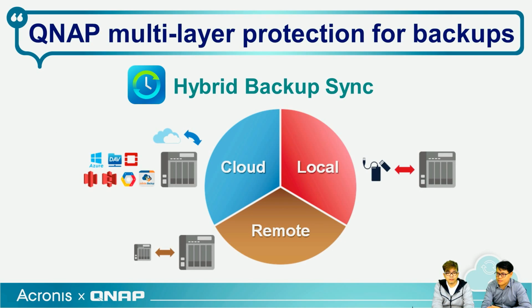The QNAP NAS provides you multi-layer protection for backup, like what we said. On the local side, we have RAID and snapshot. On the cloud side, we have Hybrid Backup Sync. And for the remote side, we can also use iSCSI, right? For backup also. But you need to use Hybrid Backup Sync to help you back up your data to the remote site. So basically, using Hybrid Backup Sync with a QNAP NAS, you have 3 layers of data protection: local, remote site, and cloud.